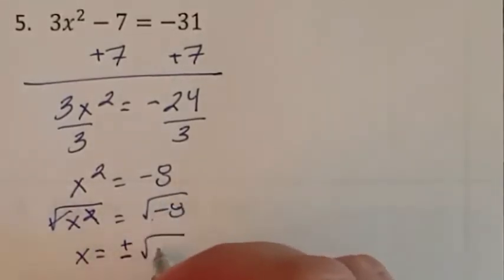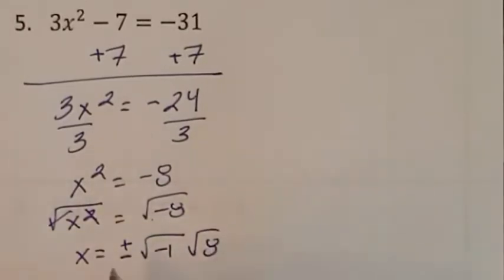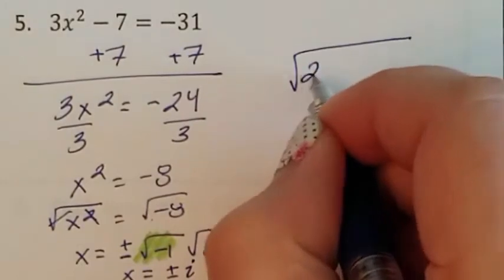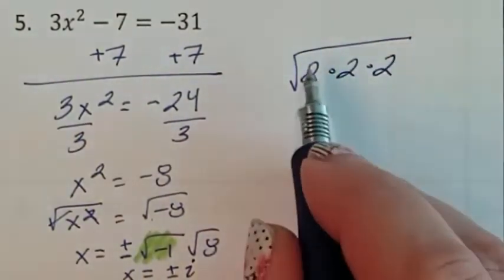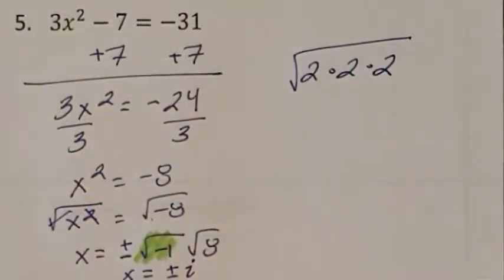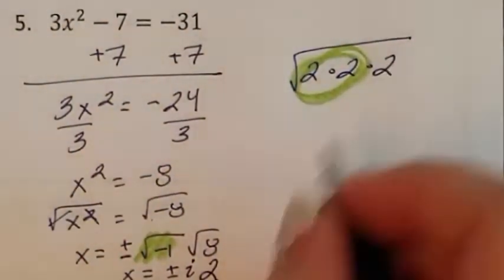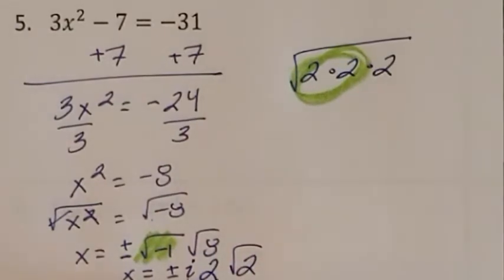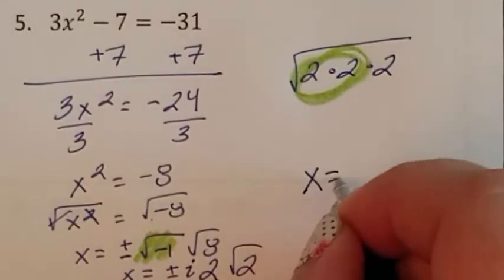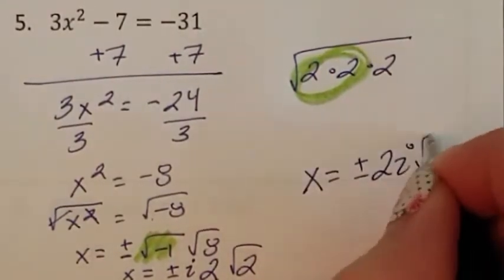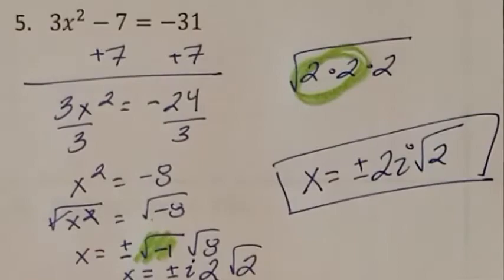You need to separate the negative 1 from the 8. x is plus or minus. The square root of negative 1 is i. You need to prime factorize the 8, and that's 2 times 2 times 2, because 2 times 2 is 4, times 2 more is 8. If they pair, they escape. So this pair of 2s escaped. That 2 had to stay inside. The 2 and the i cannot be written i2. It's 2i. So your final answer is plus or minus 2i, and the other 2 had to be left inside the square root.